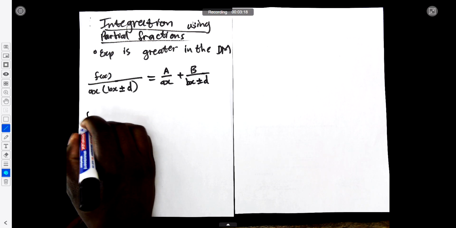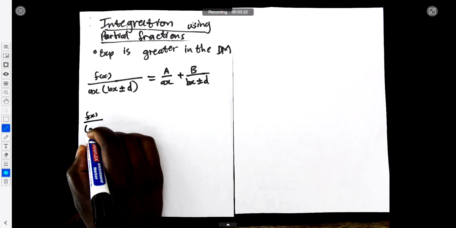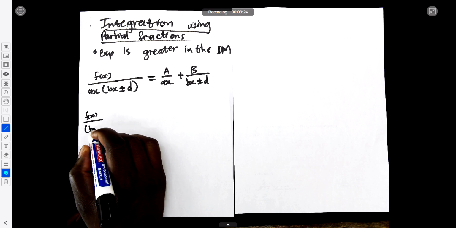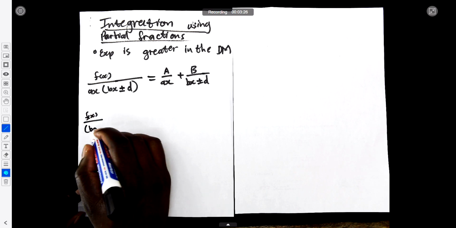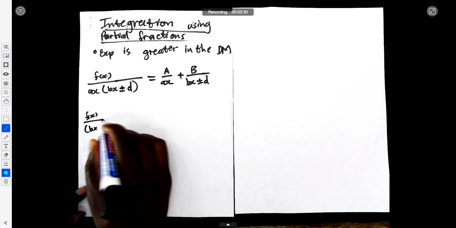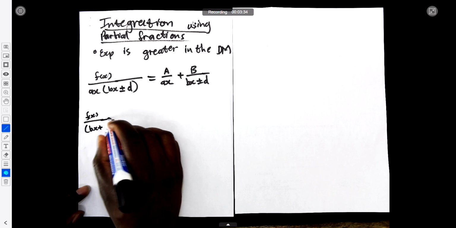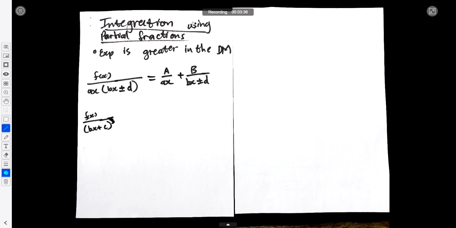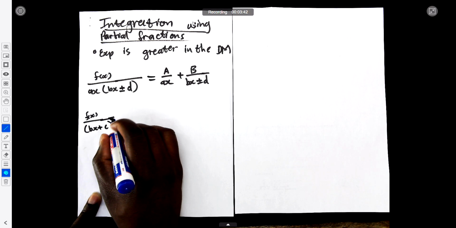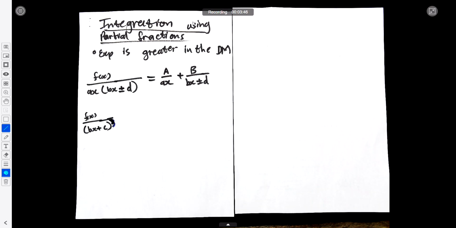Now, let's say for example we might have had a linear function, and we have a bracket, say bx plus c, to the power of 3. The exponent is 3 in there.